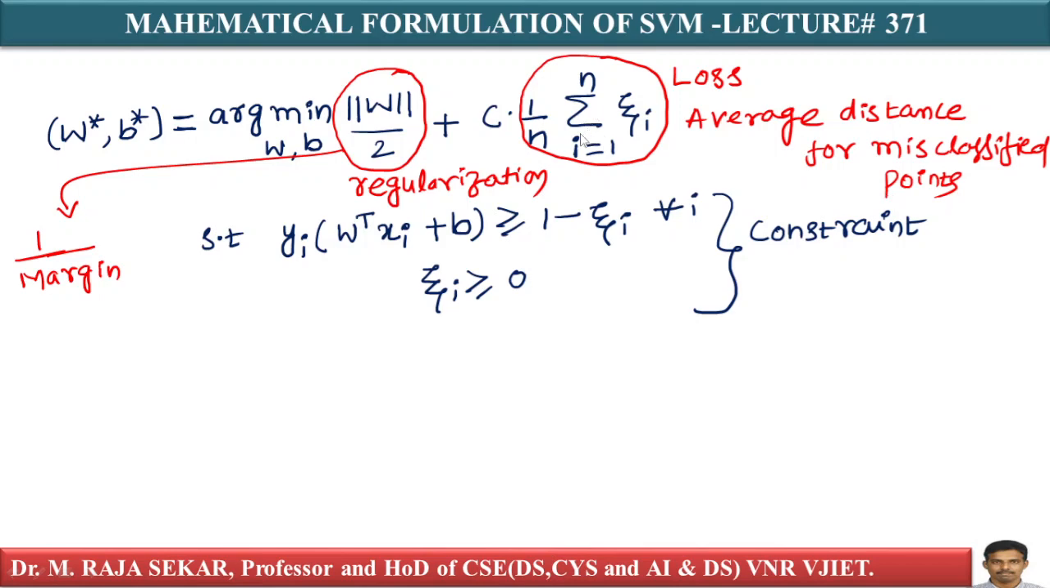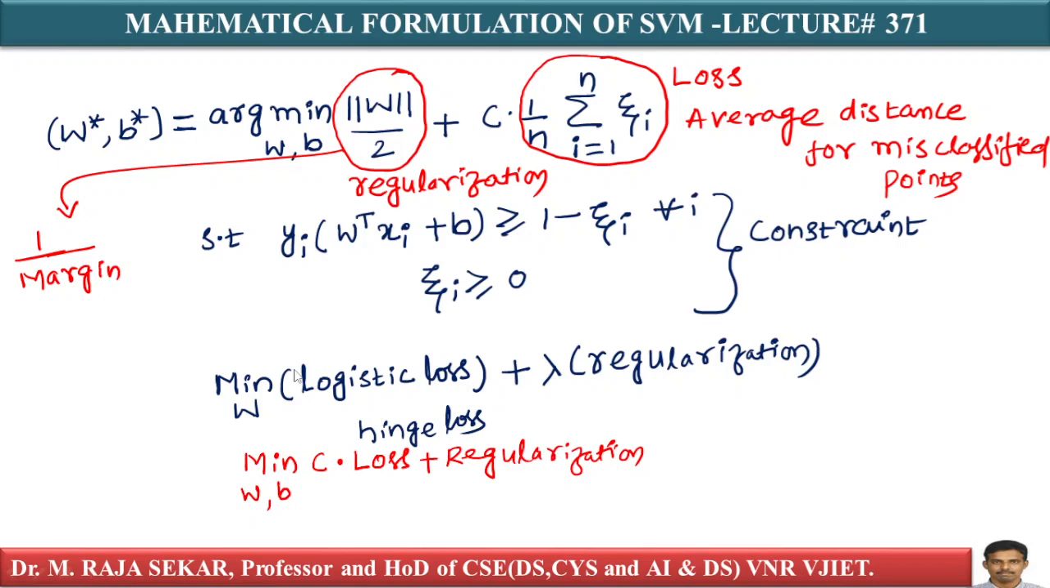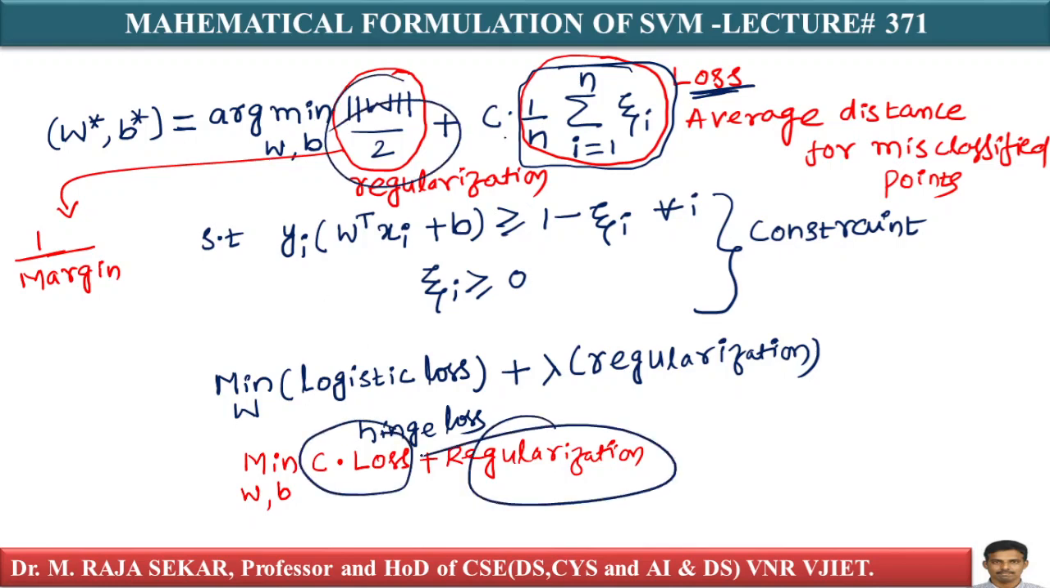Now you might ask, what is this C? Here you have C, isn't it? C is your hyperparameter. Now, let me write carefully. Try to recall your logistic regression: minimization of W, logistic loss plus lambda into regularization. Here also, what is this? Minimization of C into sigma 1 by n into sigma i equal to 1 to n ji. This is known as loss also. Therefore, I can write C into loss plus this term, which is regularization, isn't it?